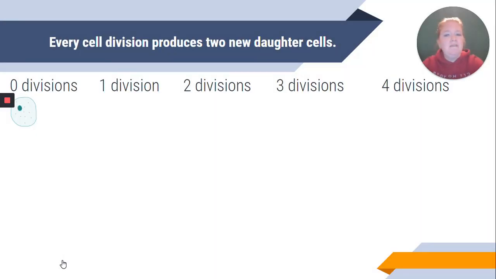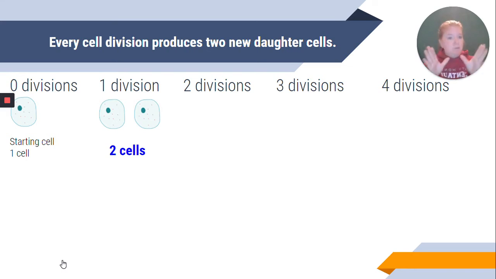Now, every cell division produces 2 new daughter cells, so every single one. So we're going to start with 0 divisions. We start with 1 single cell. After 1 division, remember that 1 cell is going to split into 2. So now I have 2 cells. Each cell is going to divide into 2 new cells. So after 2 divisions, I would have 4 cells.